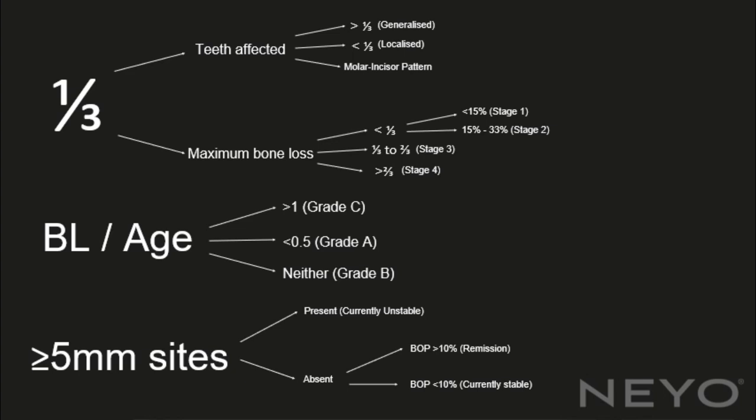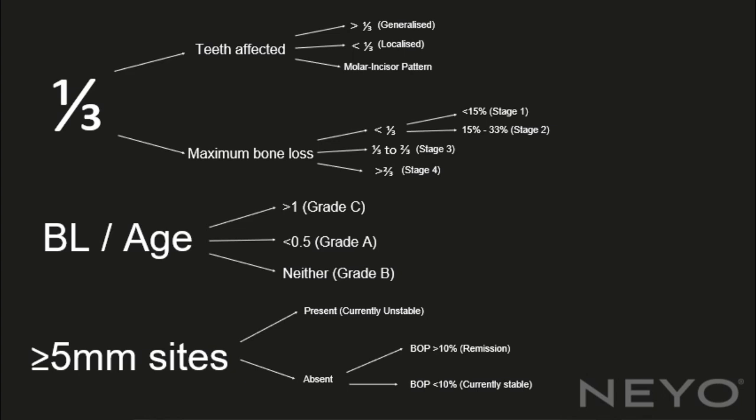Next, I take the percentage assigned and divide it by the patient's age. If this is greater than 1, then it's grade C. If it's less than 0.5, then grade A can be assigned. And if it's neither, then it's B.